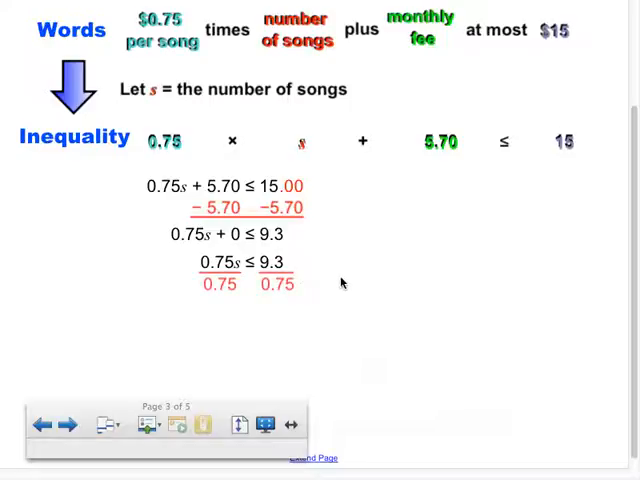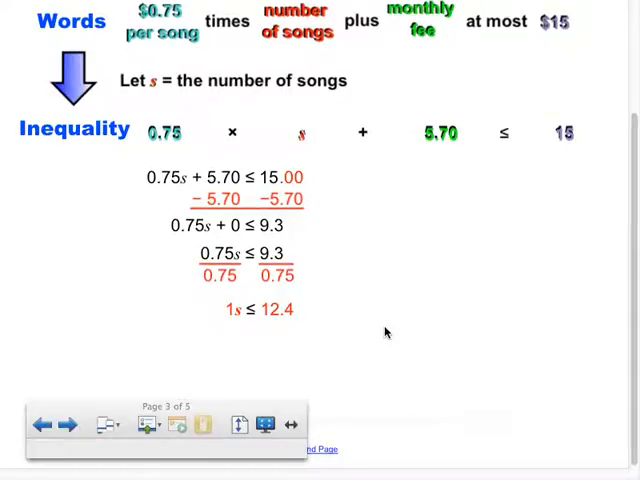75 cents. So here we go. There's my division. And did I need to flip my sign? Did I need to? No, why not? Because it's not negative. That's a positive number divided by... Okay, I'm just going to go ahead and walk you through this. 9 3/10 divided by 75 hundredths. This is what we get back.